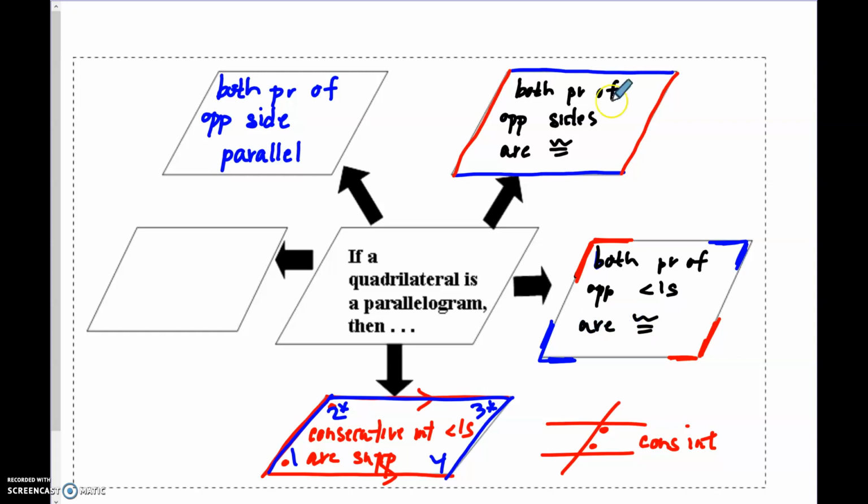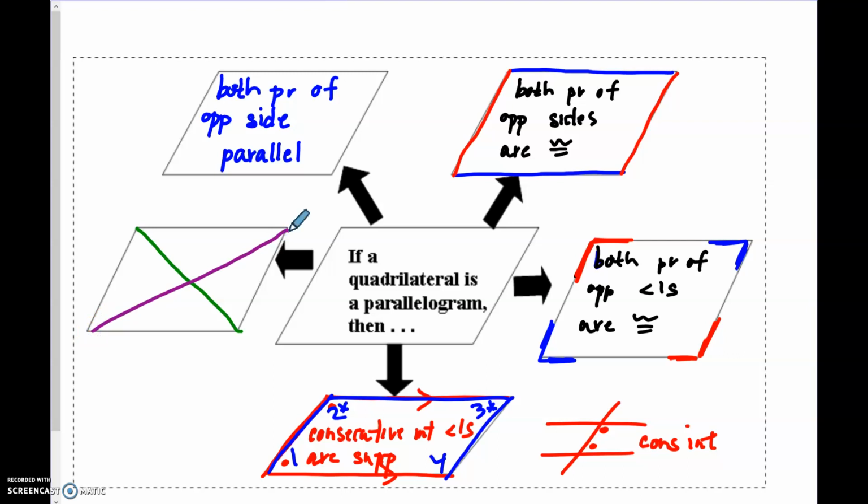All right, so both pairs of opposite sides are congruent, both pairs of opposite sides are parallel, both pairs of opposite angles are congruent, and consecutive angles are supplementary. There's one more thing. If you look at this green diagonal and this purple diagonal, are they congruent?